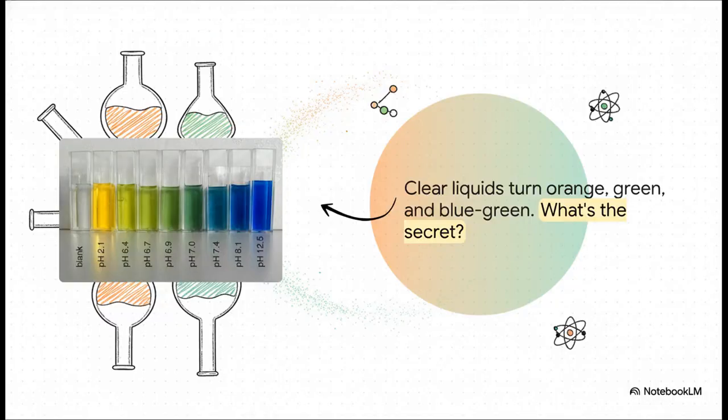And here's our crime scene, so to speak. Check this out. Each of these test tubes started out with a different, perfectly clear salt solution. Then a universal indicator was added, and just look at the results. We've got a brilliant orange, a nice neutral green, and this cool blue-green. Now, I promise you, it's not magic. It is pure chemistry. And every single one of these colors, that's a clue.